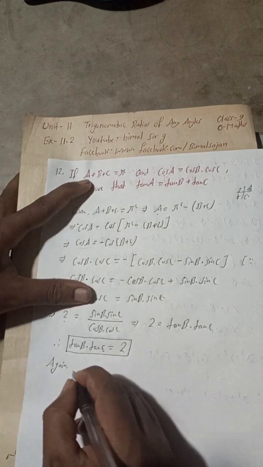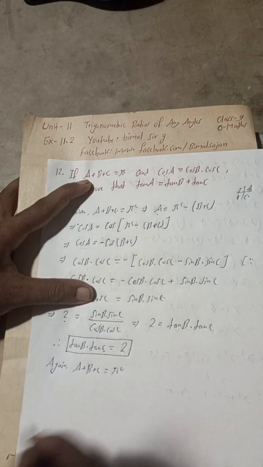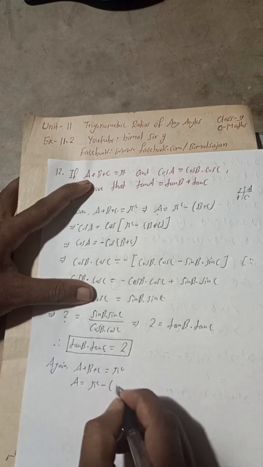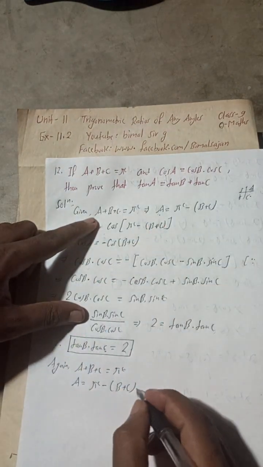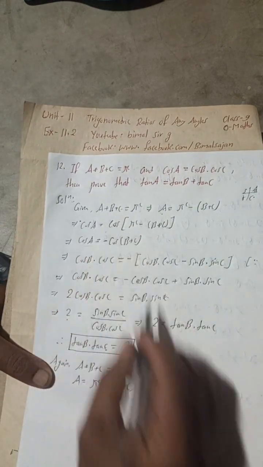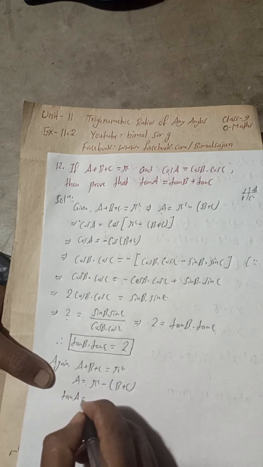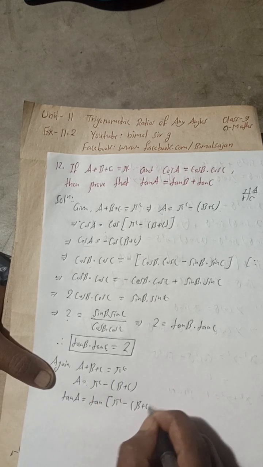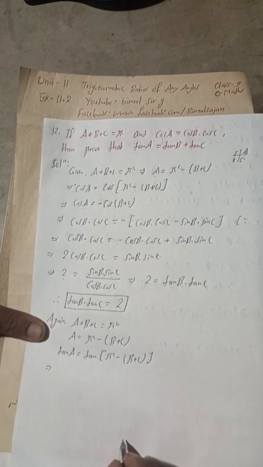Again we can write A plus B plus C is equal to pi radian. Now here we can write A is equal to pi radian minus the bracket B plus C. Follow this same step again. After this step we had taken cos cos, so now we'll take tan on both sides. So tan A is equal to tan of pi radian minus B plus C.